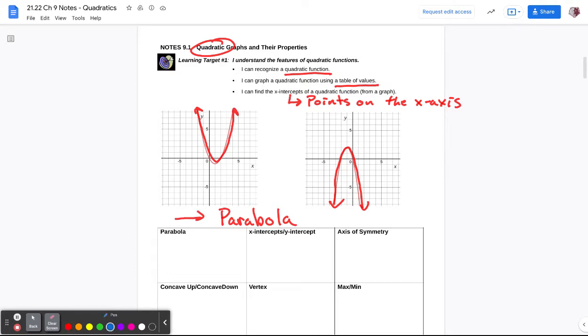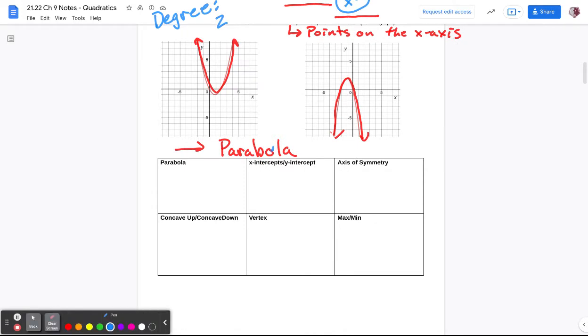When we talk about being able to recognize a quadratic function, it's any polynomial where our degree is 2. So that means it has an x squared. It might have 3x squared. The biggest exponent in your polynomial, your equation, your function, in order to be considered quadratic means degree 2, so it's going to be x squared.